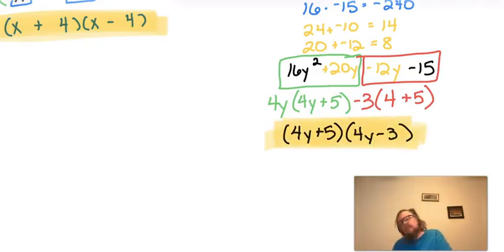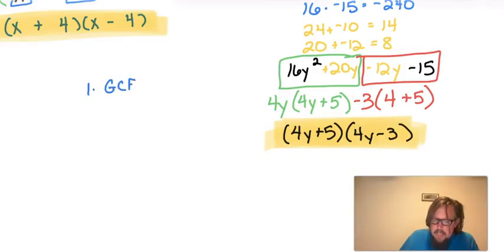Pretty good. So factor completely just means every factoring technique you know, you're going to apply it until there's nothing left to factor. Start off with the greatest common factor. Then you look for shortcuts. In fact, let me write this down so you can have this in your notes. Is there a greatest common factor? Then you look for shortcuts, which are, are there any perfect squares?